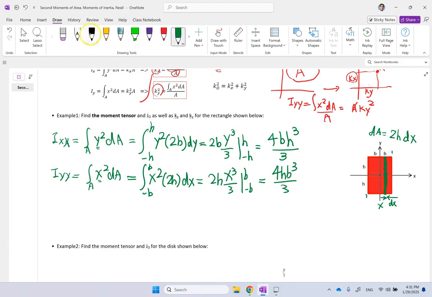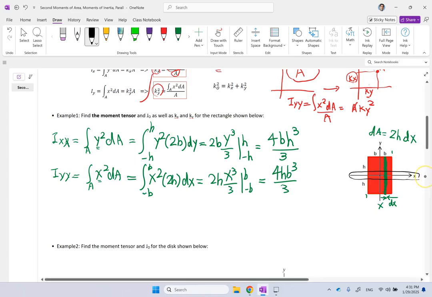Now, interesting thing is this. Look at that. Which one of them plays a bigger role? The one that has power 3, of course, right? For the x-axis, which one of these two dimensions is representing the distance from the x-axis? Clearly h. The bigger the h, the bigger the elements are placed from the x-axis. So you see h has power 3.